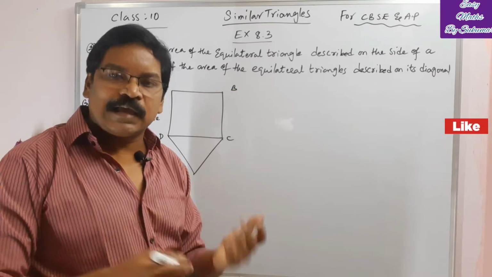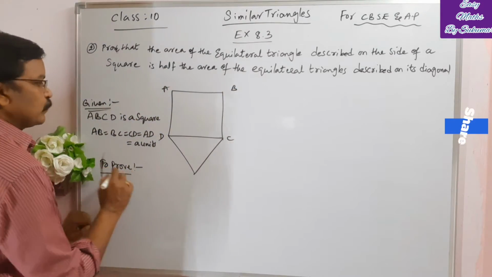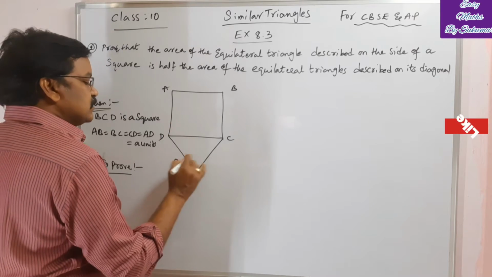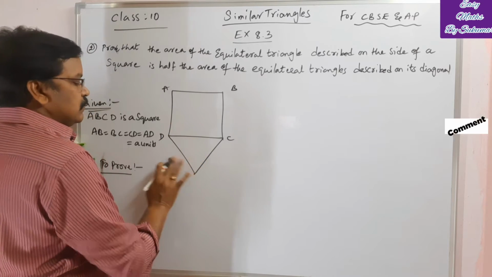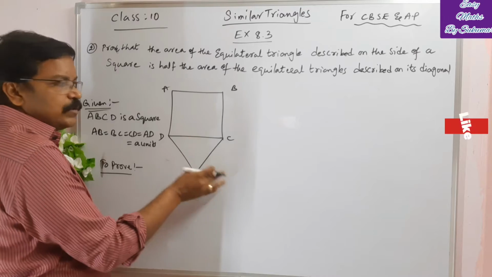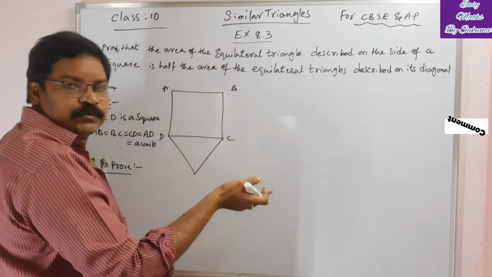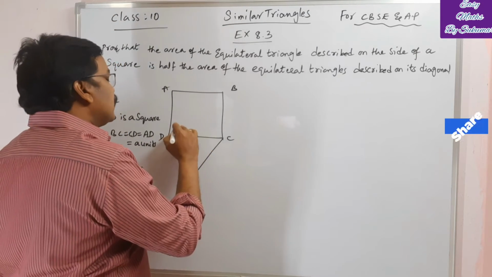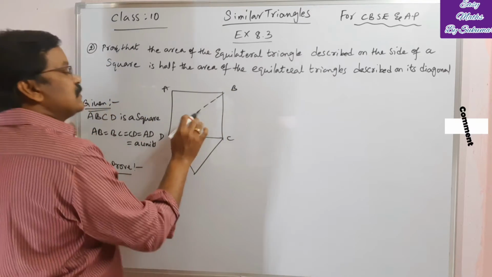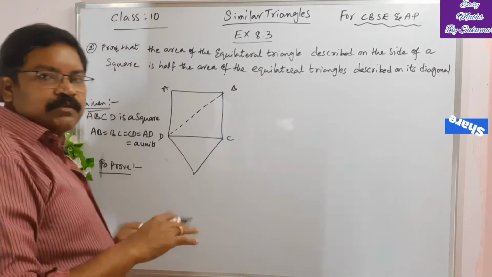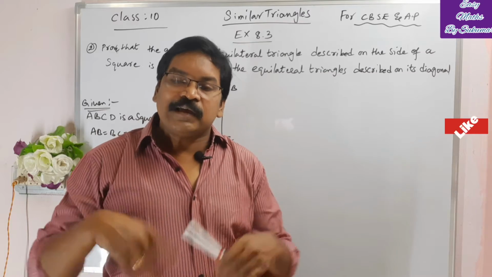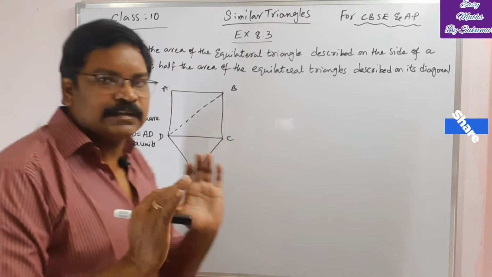described on its diagonal. That means this triangle described on the side of a square is half the area of an equilateral triangle described on its diagonal. That means there is another equilateral triangle which is described on this diagonal of a square. Okay, I will explain clearly.